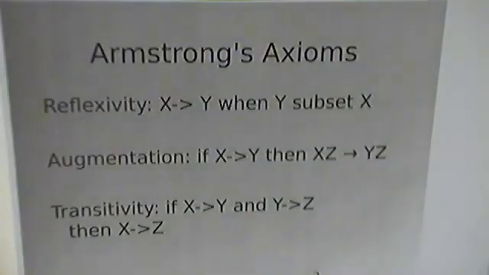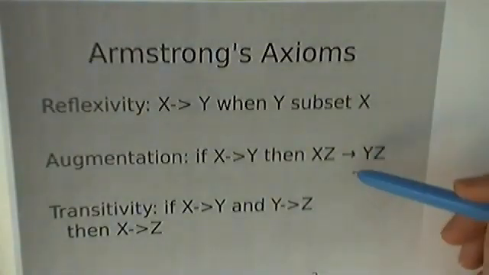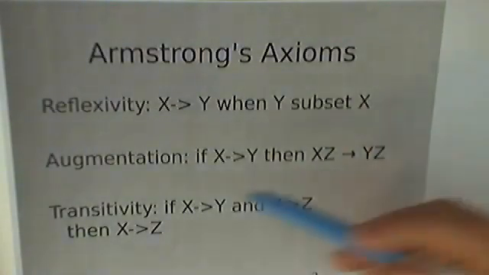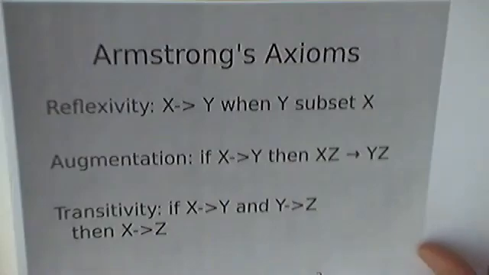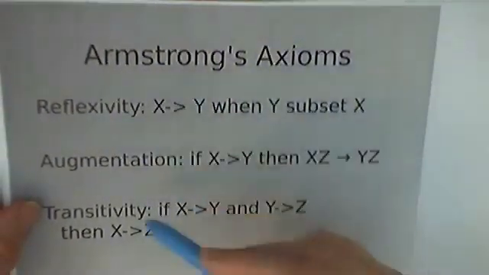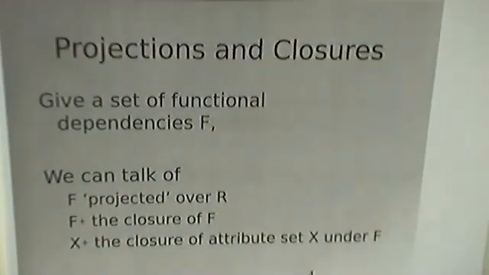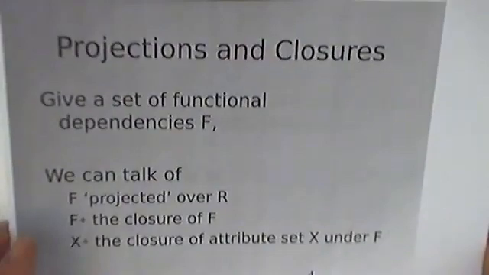We'll return back to Armstrong's axioms. I don't want to belabor the point too much, but I'll put the stuff to the side because we might want to come back to this. Again: reflexivity, augmentation, and transitivity. Okay, I think we've kind of covered this.